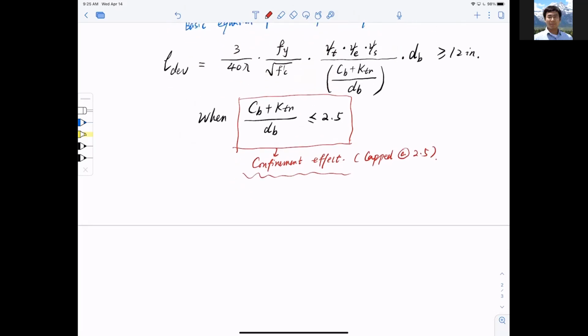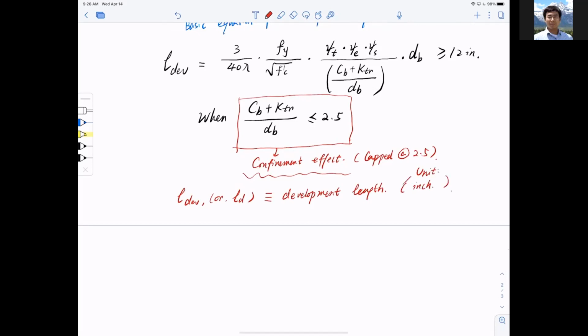So these are the equations. I just spit out all the parameters and factors, but let me write them down. So ldev, or sometimes people call it ld, is defined as the development length. And note that this is in units of inches.